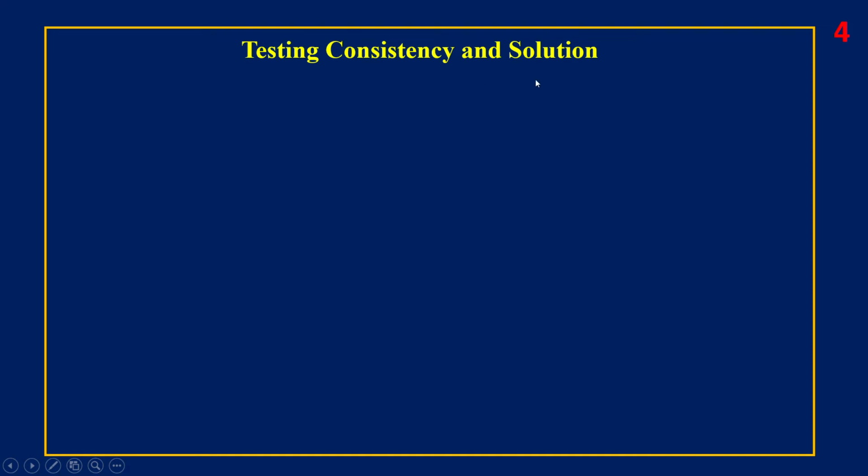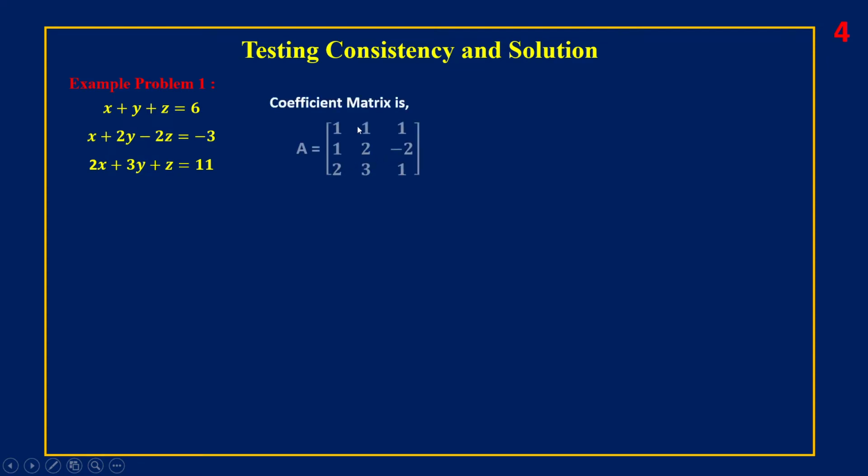Testing consistency and solution. Example problem 1. Here I have taken three linear equations. What is the first step? Formation of the coefficient matrix and augmented matrix. The coefficient matrix is nothing but the coefficients of the unknowns. Here x, y, z are unknowns; we need to find the x value, y value and z value. The coefficients are 1, 1, 1 in the first row, 1, 2, minus 2 in the second row, and 2, 3, 1 in the third row.